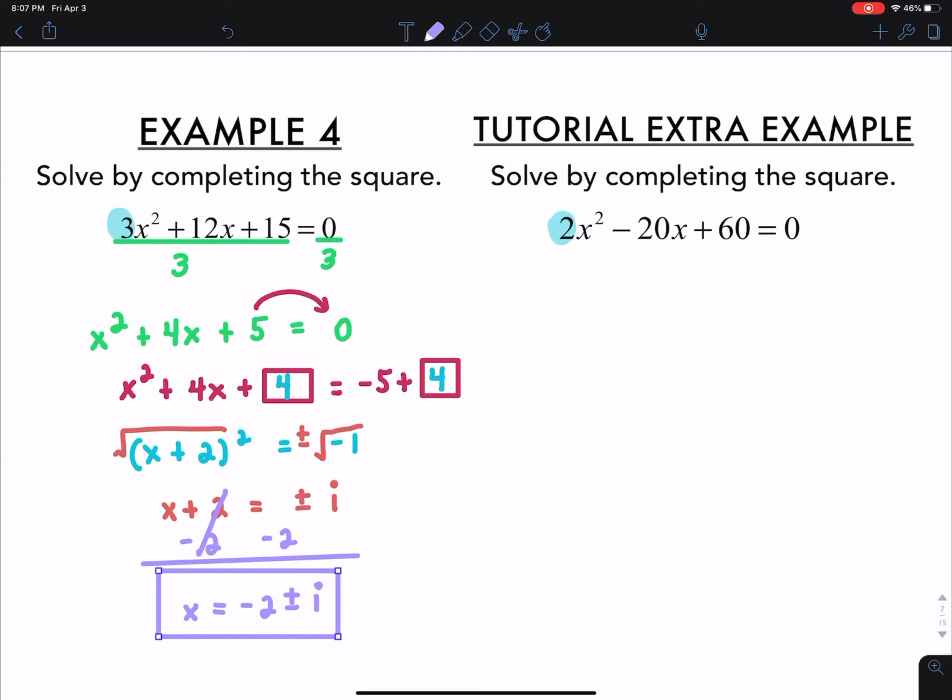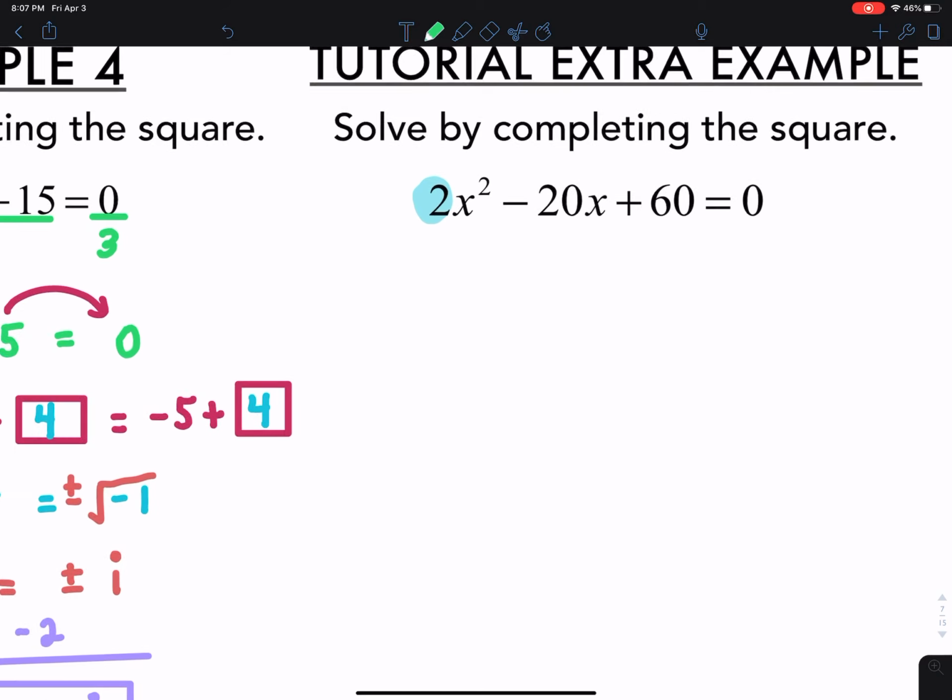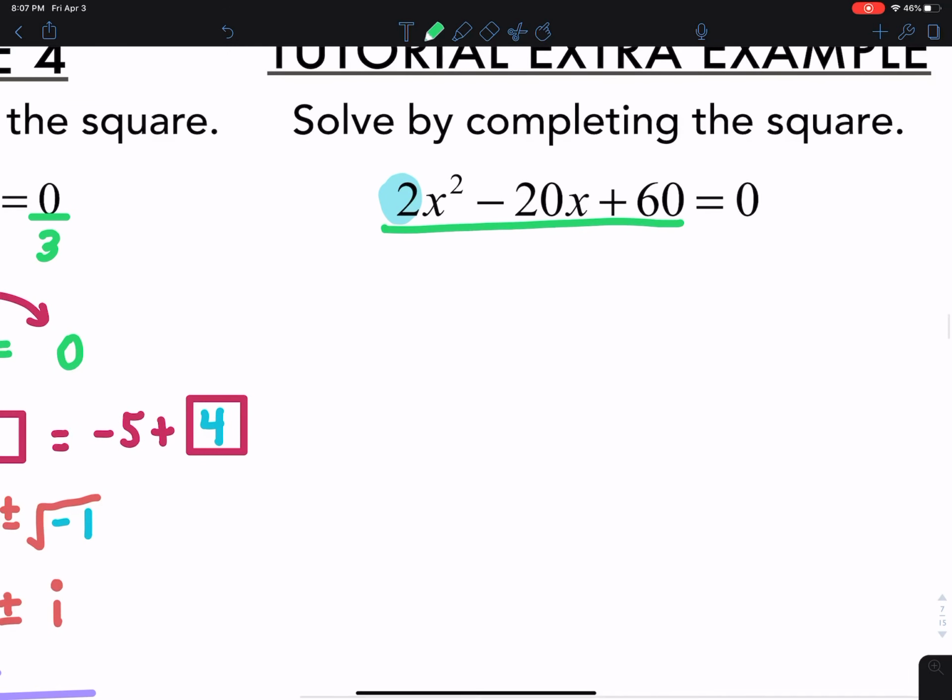And again, if we wanted to look at each one individually, we'd have negative 2 plus i as one root, and negative 2 minus i as our other root. In the next example, again, we have to get rid of that coefficient of 2. So we're going to start by dividing both sides by 2, because as long as you do the same thing to both sides, it keeps our equation balanced.